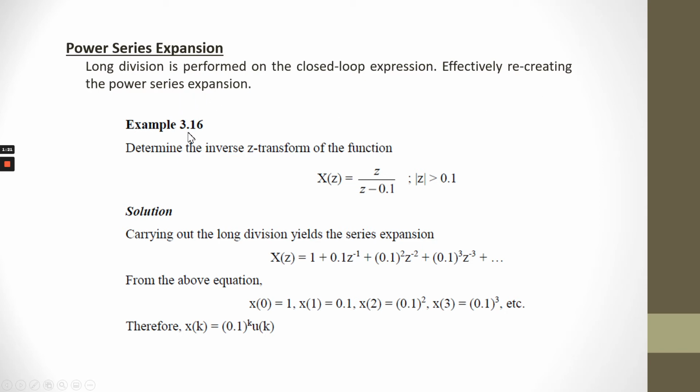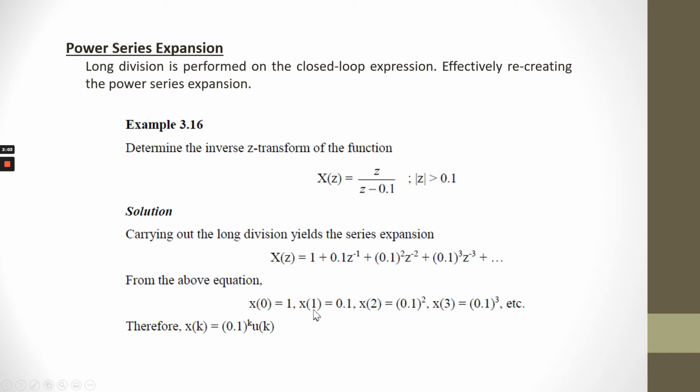For example, from example 3.16, if you are given this value of X(z) equal to z divided by z minus 0.1, where z must be larger than 0.1, we apply the series expansion by doing the long division. So we have this equation based on the long division of series expansion, and then from this equation, for x[0] we have equal to 1.